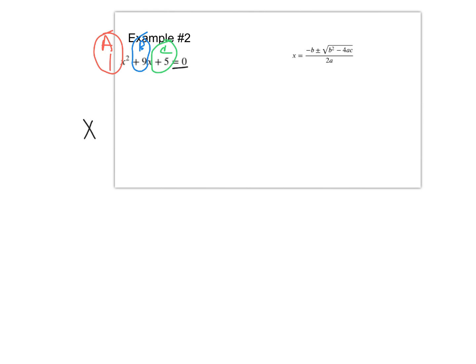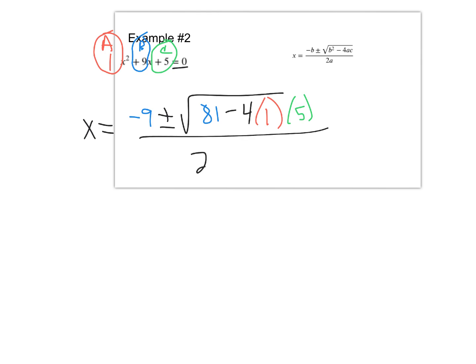So x equals negative B, so negative positive 9 is negative 9, plus or minus radical B squared, 9 squared is 81. Okay. Minus 4 times A, which is 1, times C, which is 5, all divided by 2A, or 2 times 1.